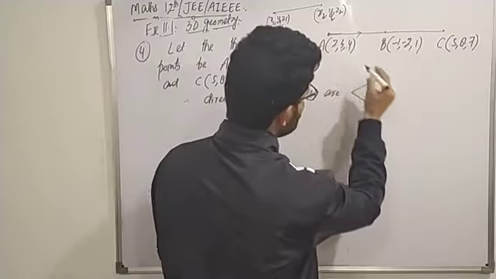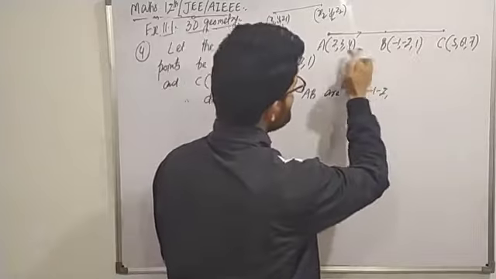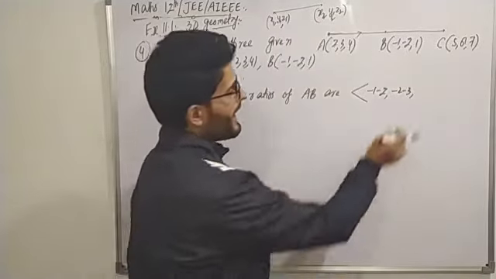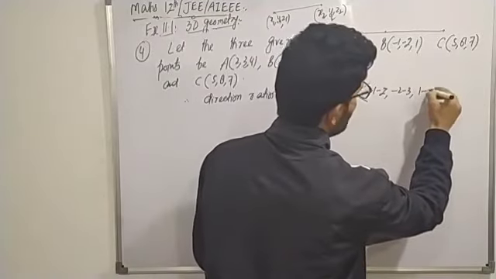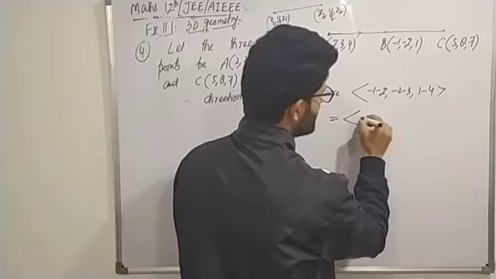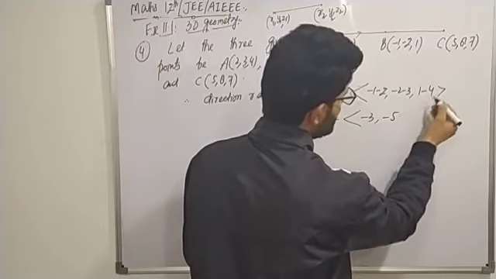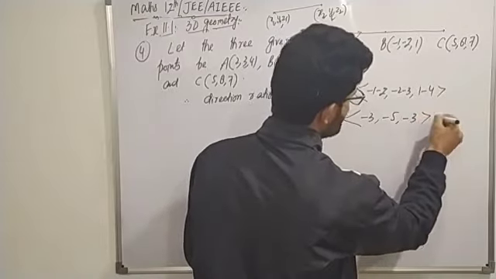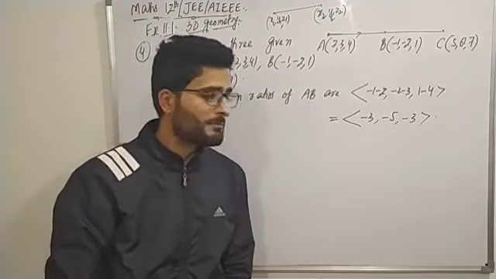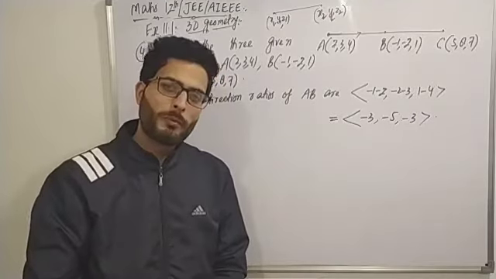So in the similar fashion you can calculate the direction ratios of AB here. -1 - 2 would be the first direction ratio, -2 - 3 would be the second direction ratio, and 1 - 4 would be the third direction ratio, and that's equal to the ordered three tuple of -1 - 2 is -3, -2 - 3 is -5, and 1 - 4 is again -3. So here the direction ratios of line AB or vector AB are the ordered three tuple -3, -5, -3.